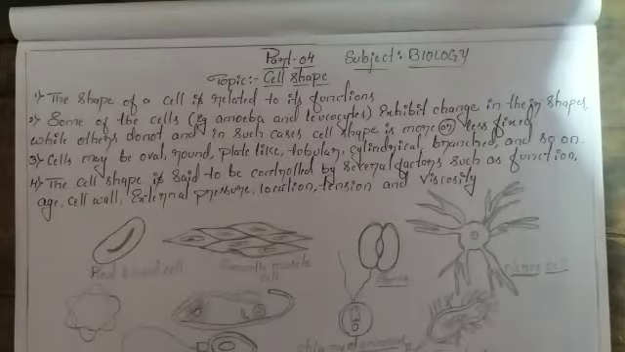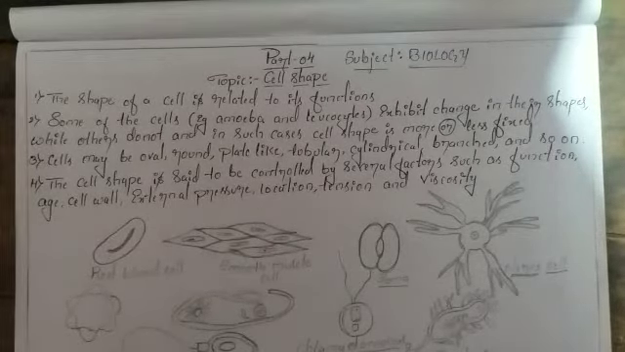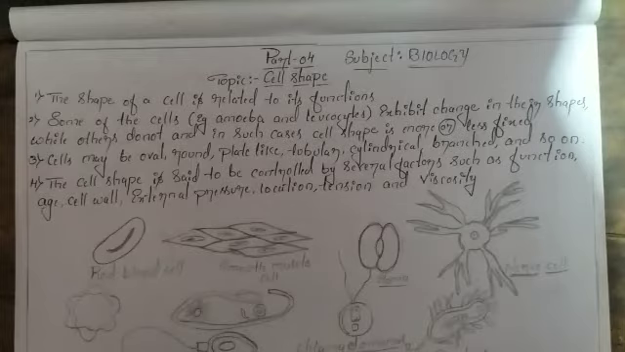The shape of the cell is related to its function. It has its own particular shape, and it has a particular function also. Depending upon the particular shape, it performs its own function. Each cell has its own identity.